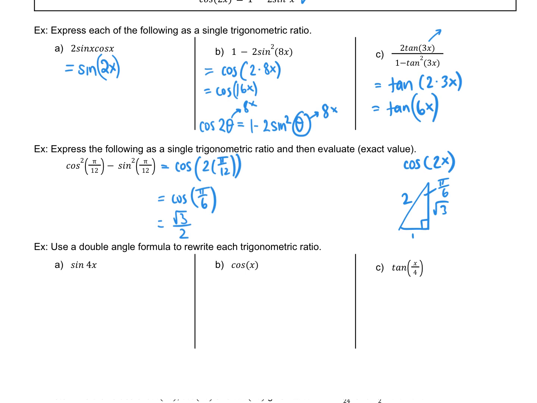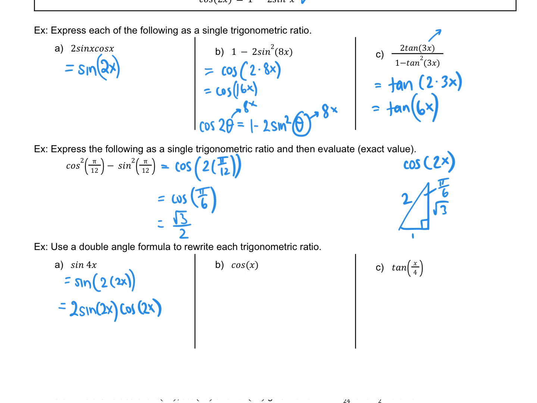All right, next, use a double angle formula to rewrite each trig ratio. Okay, well, if I have sine of 4x, that's not really a double angle formula, but I can make it one by writing sine of 2 times 2x. So I'm doubling 2x. 2x would be my angle. So this is going to be 2 times sine of the angle times cos of the angle that's being doubled. 2x was being doubled. Here it is.